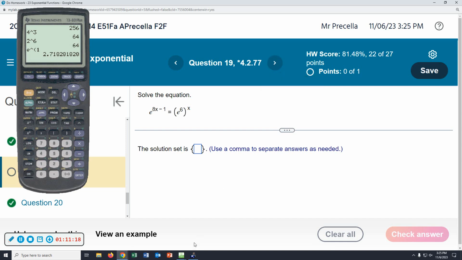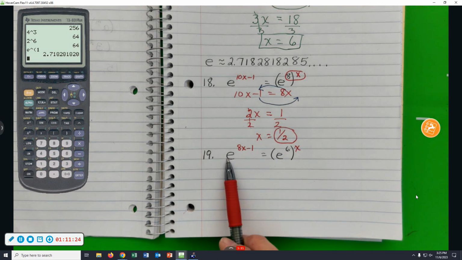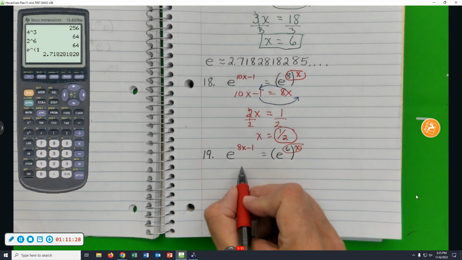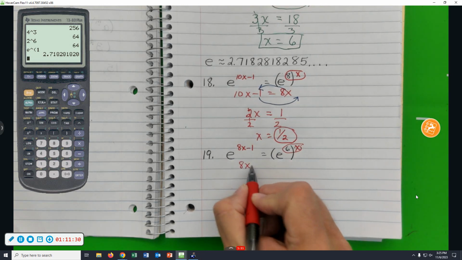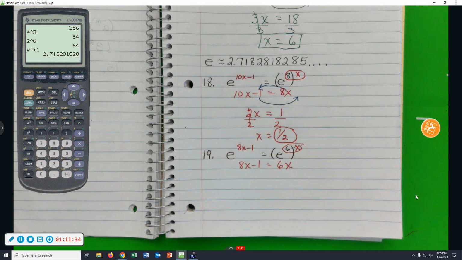Okay, we switch over. So 19 is very similar. The bases are the same. So remember the 6 and x, I'm going to multiply those. So I'm dropping the e. We have 8x minus 1 equals 6x.